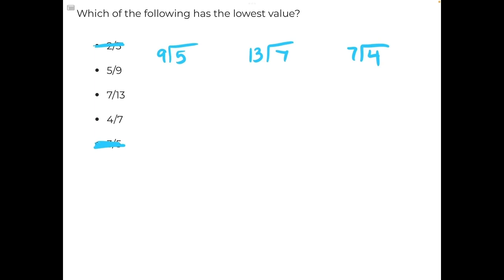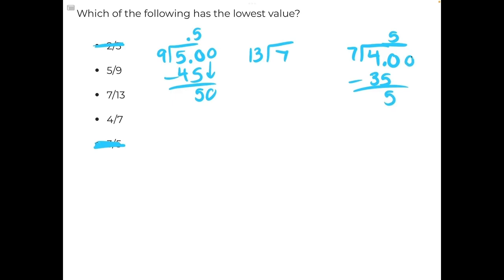So 9 can't go into 5, so we need to add a decimal and a 0. 7 can't go into 4, so we need to add a decimal and a 0. 9 can go into 50 5 times. That would be 45, and when we subtract, we are left with 5. Over here, 7 can go into 40, also 5 times. When we subtract, we will be left with 5 as well.